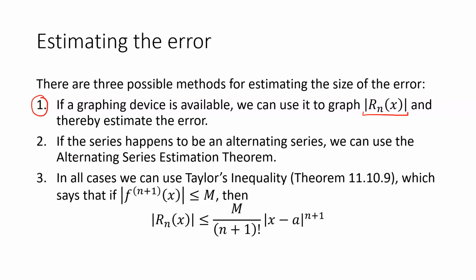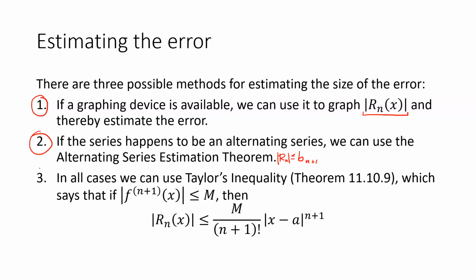So that's one way. Another way is to use the alternating series estimation theorem. If you remember, what this says is that if I have an alternating series, I can get a bound on the error by looking at the n plus 1th term. So remember, it says that the absolute value of Rn is less than or equal to b sub n plus 1. That's going to be one other approach, because oftentimes we get a Taylor series that is an alternating series, and so thinking of it as an alternating series, you can use the alternating series estimation theorem.